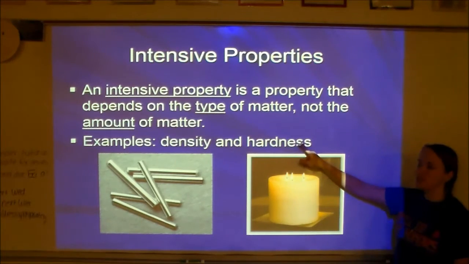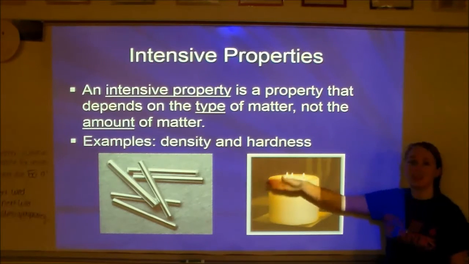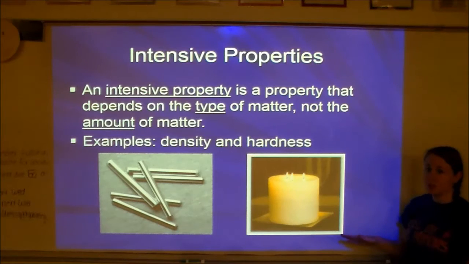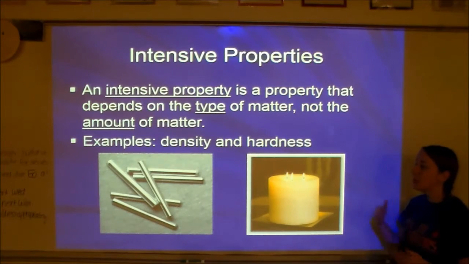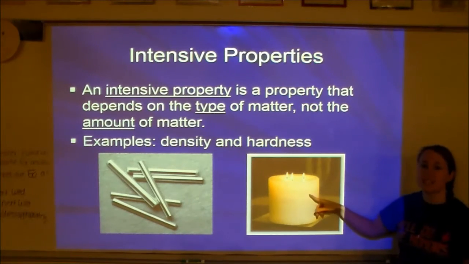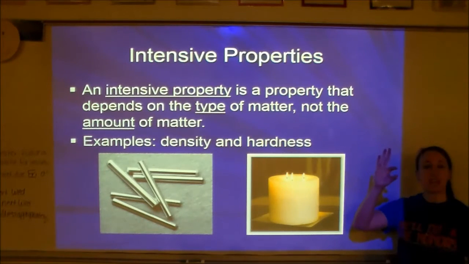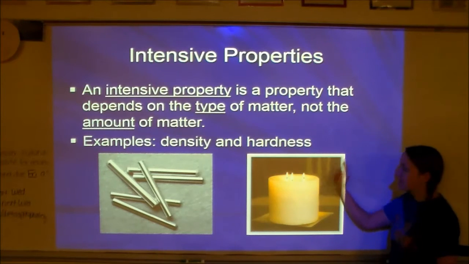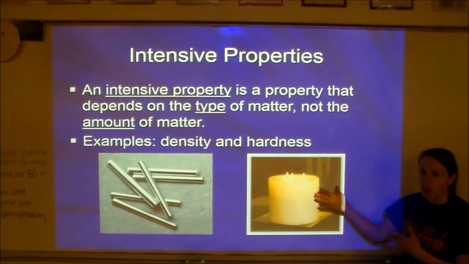Okay, so they have a different hardness because they're two different things. This is aluminum and this is candle wax, two totally different substances. What I want you to see is it doesn't matter what size the candle is. I could have one of those little tiny tea light candles, or a big giant one like this. The wax is still going to be of the same softness.